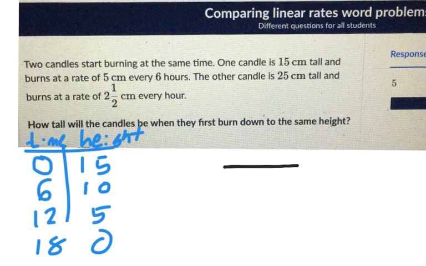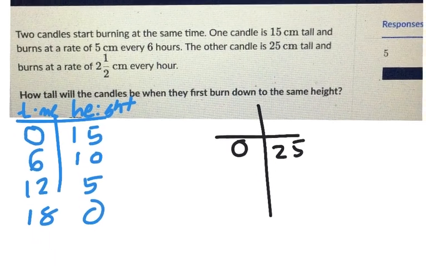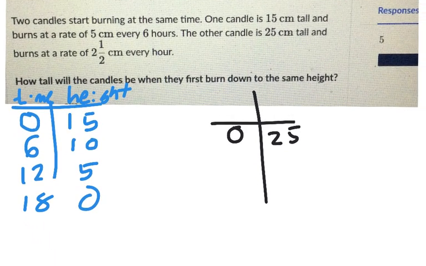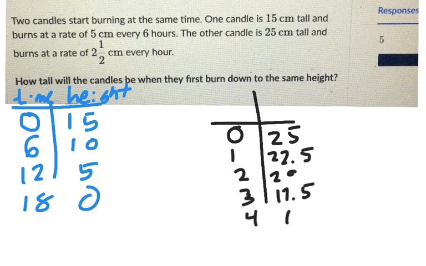Now for the second one, it starts at 25 centimeters. So at time 0, it's at 25. And it burns 2.5 centimeters every hour. So I think about it, at 1 hour, it's at 22.5. At 2 hours, it's at 20. At 3 hours, it's at 17.5. At 4 hours, it's at 15. At 5 hours, it's at 12.5. At 6 hours, it's at 10.